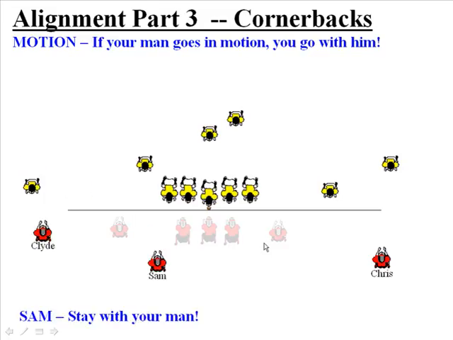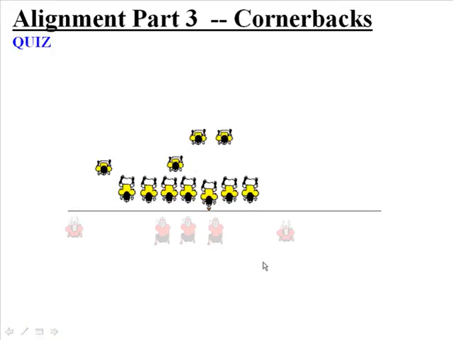Sam, stay with your man. The same thing. Sam has to stay with his man. If that's a slot back or a wing back that Sam's on, he's going to have to take that guy when he goes in motion. So if this guy goes in motion this way, Sam goes in motion with him.